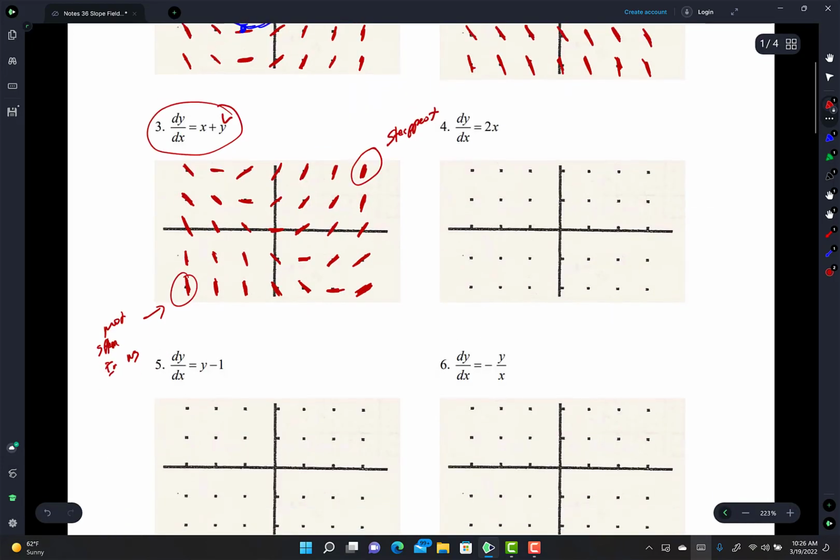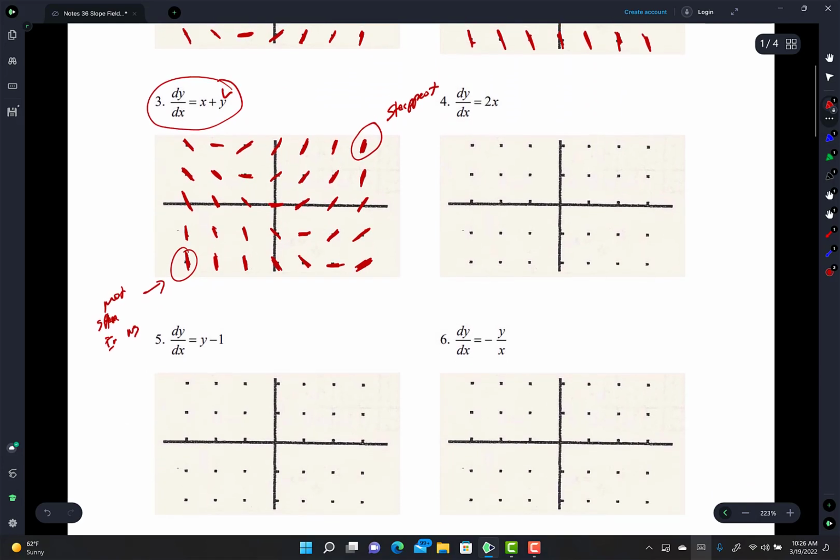All right, so number 4, go ahead and see if you guys can do number 4 on your own real quick. It only depends on x's. It doesn't have to be perfect.